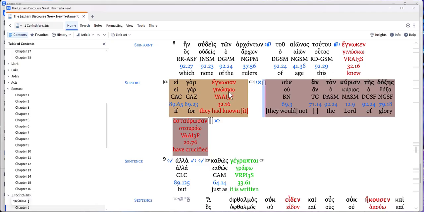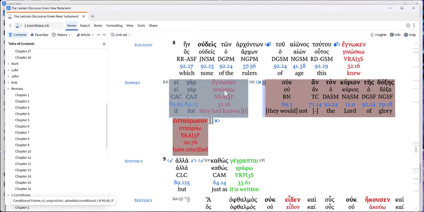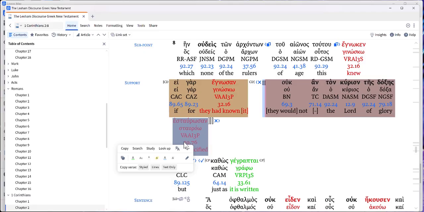If I had known, so here is the protasis. For if they had known, of course, the implication is that they hadn't. So if they had known, they would not have crucified. So right here is the protasis, and right here is the apodosis. And us understanding what the condition is helps us to understand it.